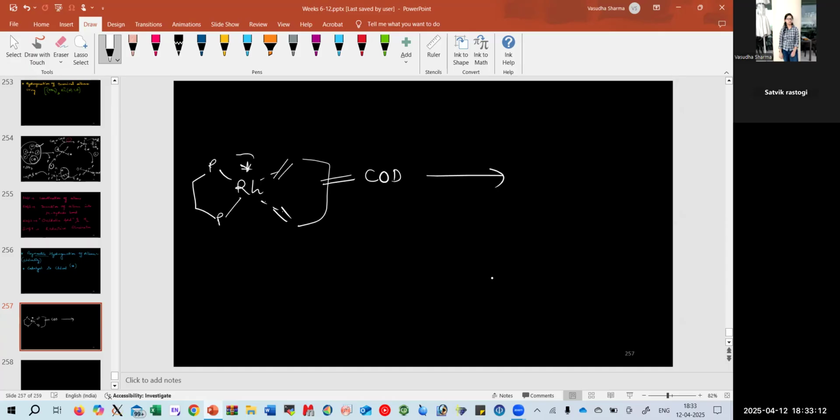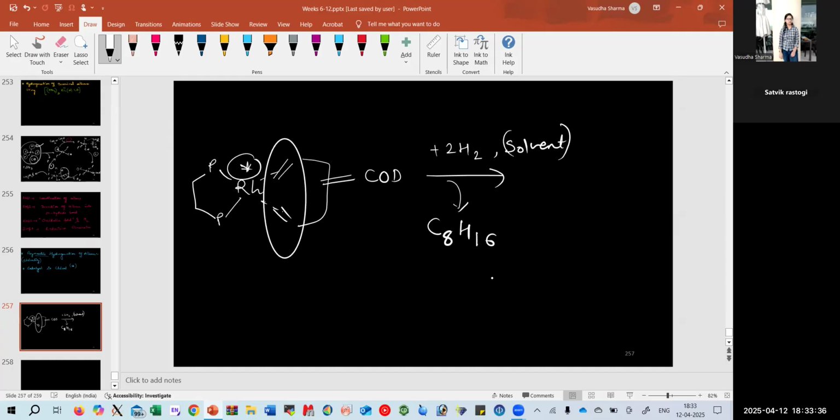Now the star is saying that it's chiral in nature. Firstly, in this system, it takes two dihydrogen molecules to release this COD molecule, and it would release it as C8H16. And if you are doing it in a solvent, obviously it is a homogeneous medium. So when these particular systems get hydrogenated, the COD goes out. The left out coordination sites would be filled by your solvent molecules, which are just coordinating with your system, right?